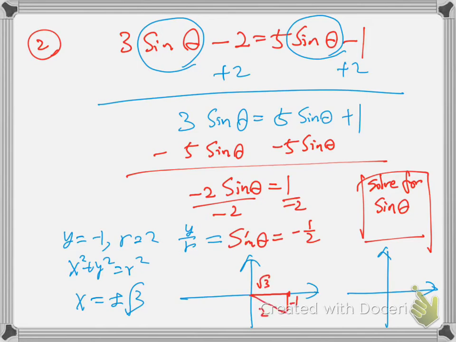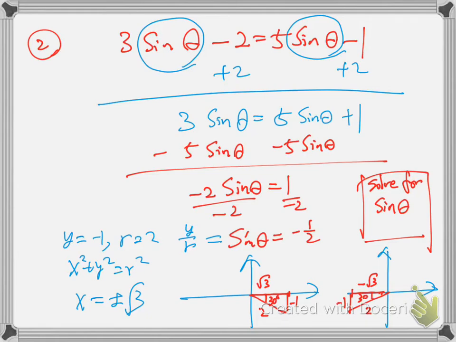Or you choose negative root 3 for x. So negative radical 3, y negative 1, r is 2. Okay, r is 2. And then we have two solutions, right? This is 30. This is 30.